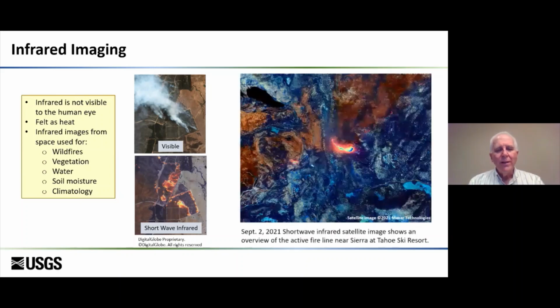So just one more example, a little bit larger, perhaps easier to see, from a fire last fall. And again, in the center of that image, you're able to clearly see right up here, that's where that fire is located.